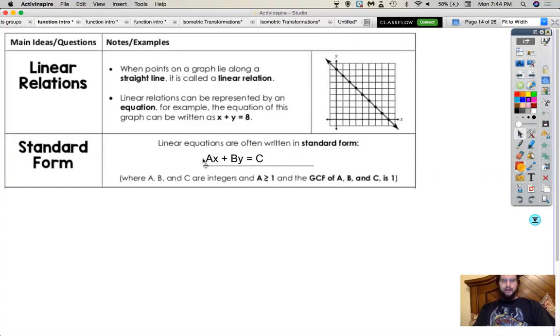First, a's got to be positive. So no negatives here. Second, you can't have any fractions. And third, a, b, and c can't have any common factors. So if 2 goes into a and b, it cannot go into c. They can't be able to be divided by the same thing. If it is, it's not standard form. You've got to simplify it. And that's what all this means. So just remember: positive, no fractions, no common factors.